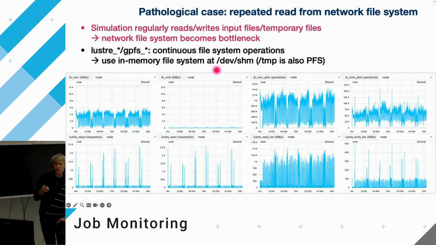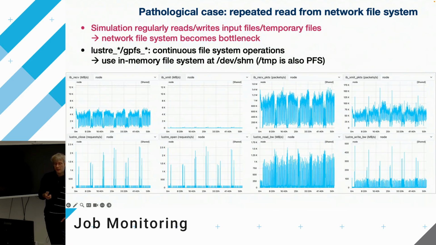in-memory file system on the node. So under /dev/shm, you can copy some data, and this will be stored in the main memory of the node. And if you regularly need to read this data, then it will be read from the main memory and not from the network file system.